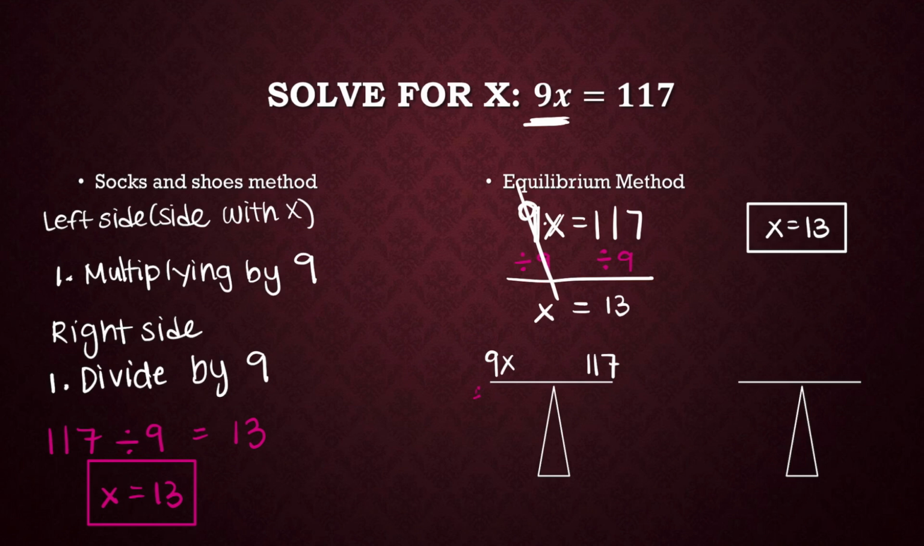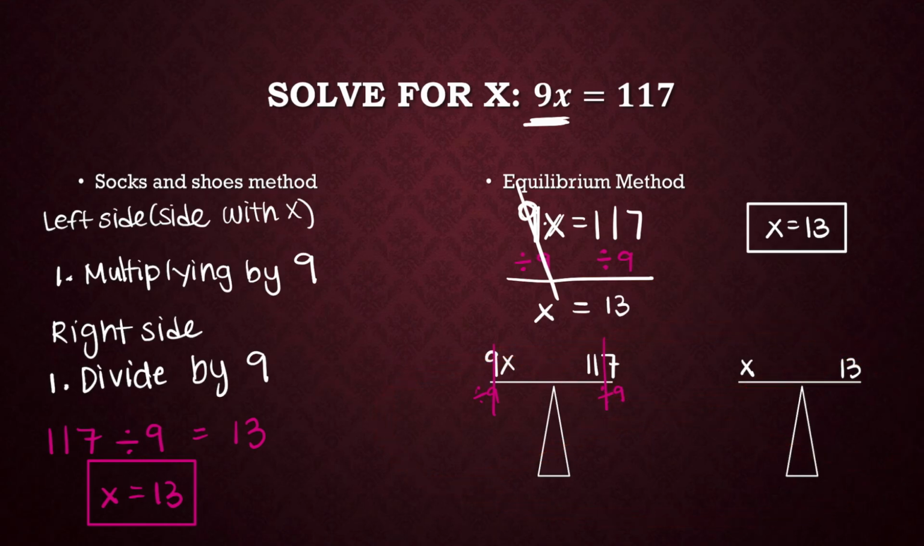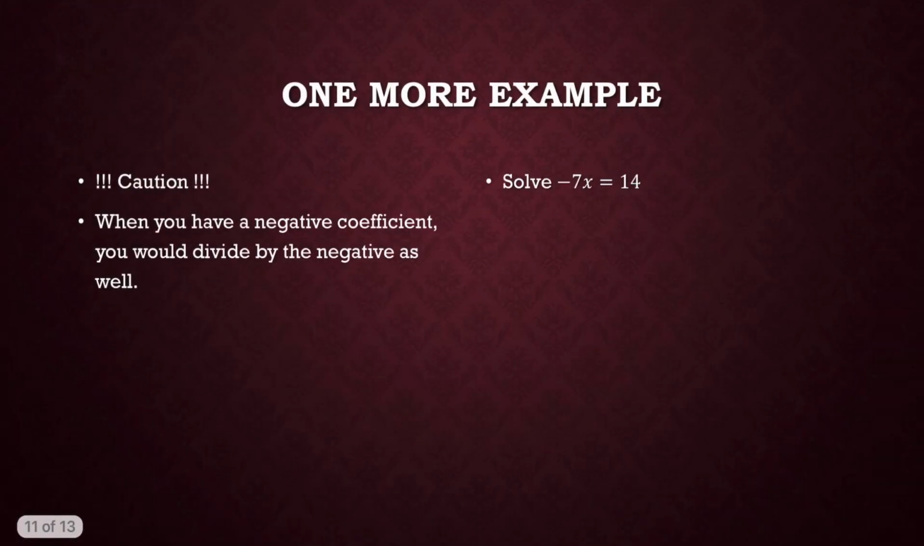And so to get rid of the 9, I would divide by 9, right? Which means I have to divide by 9 over here, and then that makes it x and 13. But because I applied the same amount of operation on both sides, I didn't change the equilibrium, and I end up with the same thing. So that's the equilibrium method. We usually don't write this part. It's just kind of a nice illustration, but this is what you would normally see on most math assignments.